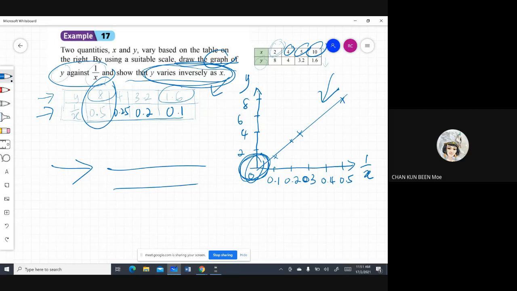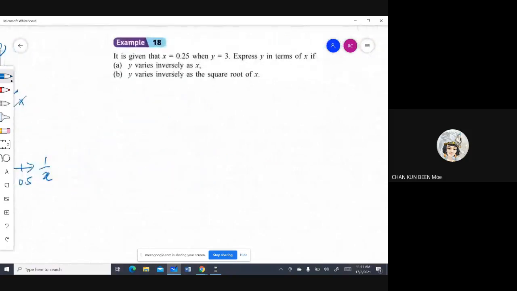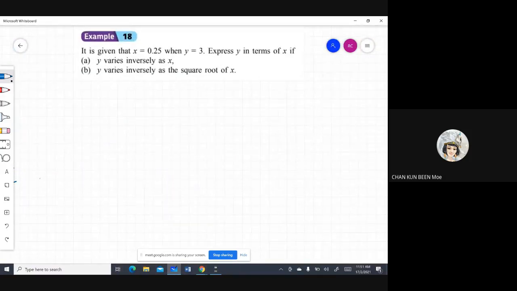Okay, we proceed with example 18 now. It is given that x is equal to 0.25 when y equals 3. Express y in terms of x if, A, y varies inversely as x. You know already that when they say varies inversely, it means it varies as 1 over something. So change it to an equation where y is equal to k over x. I hope you know.